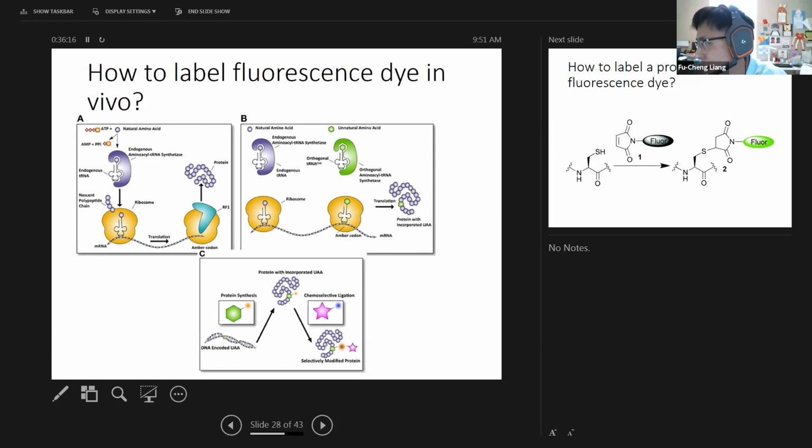But in this case, your tRNA synthetase was able to recognize the stop codon, and then it was able to deliver this fluorescent dye into the protein, and therefore you were able to label the protein with a fluorescent dye. All right, so this is a very specific topic. I'm not going to talk about it in great detail, but if you're interested, we can have some discussion later on.